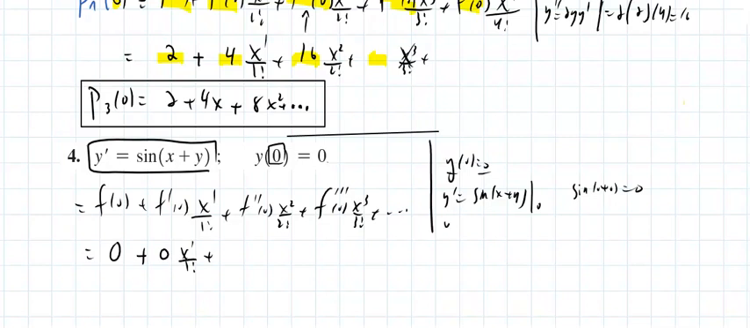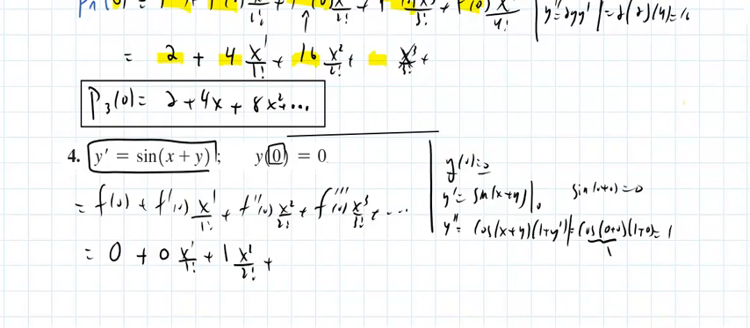Well, how about the third term? What if I take y double prime? Y double prime in this case would be the cosine of x plus y times 1 plus y prime, and let's see how this plays. Now, if I replace x by 0 and y by 0, and y prime we got it to be 0, this is a 1 times 1, that's 1. So there, I got one term so far. I need two more.